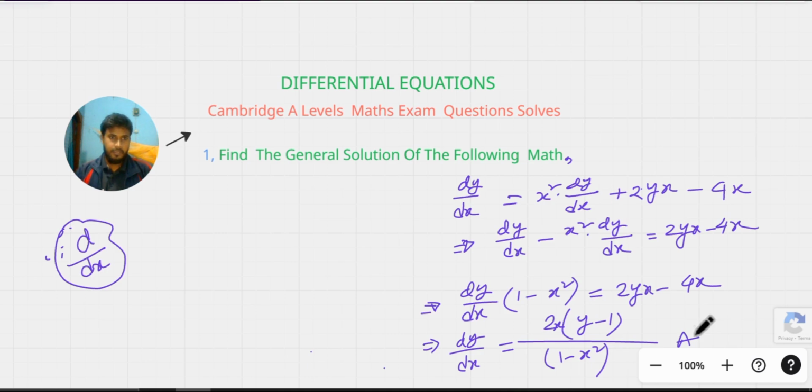So this is the way of solving, and I have solved around 5 to 6 maths, and math is very easy.